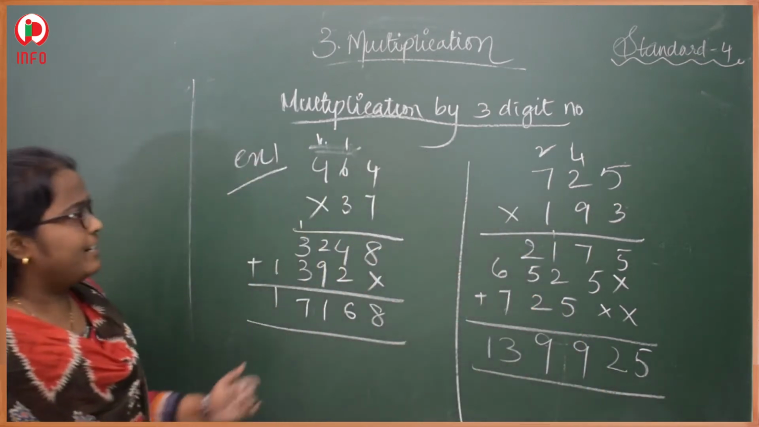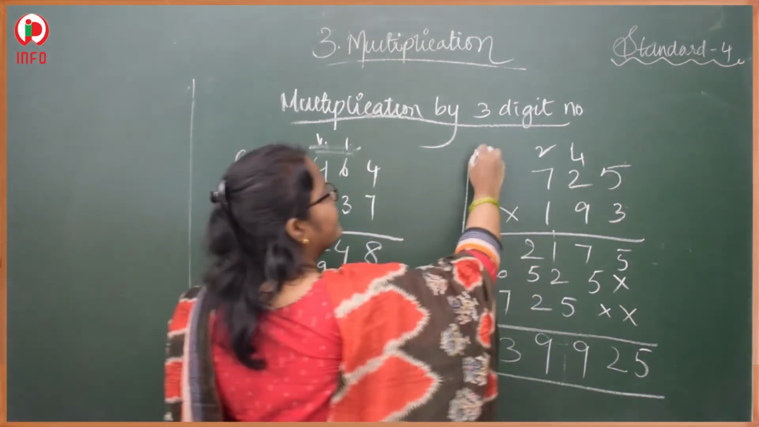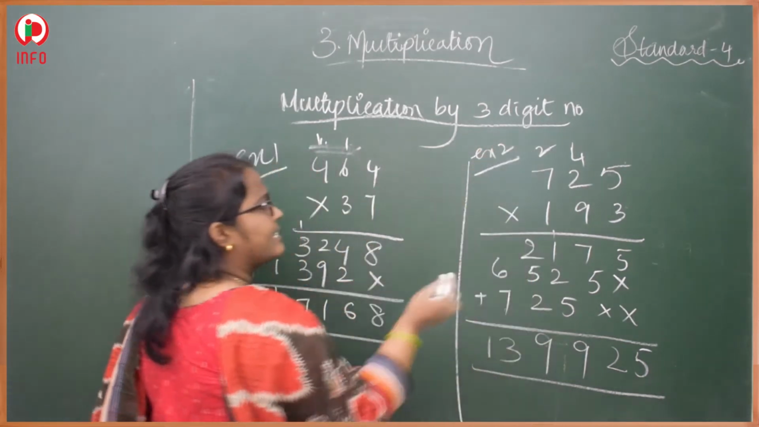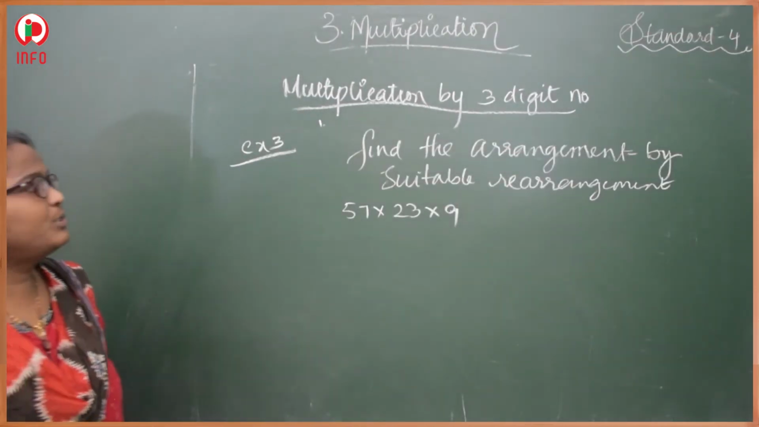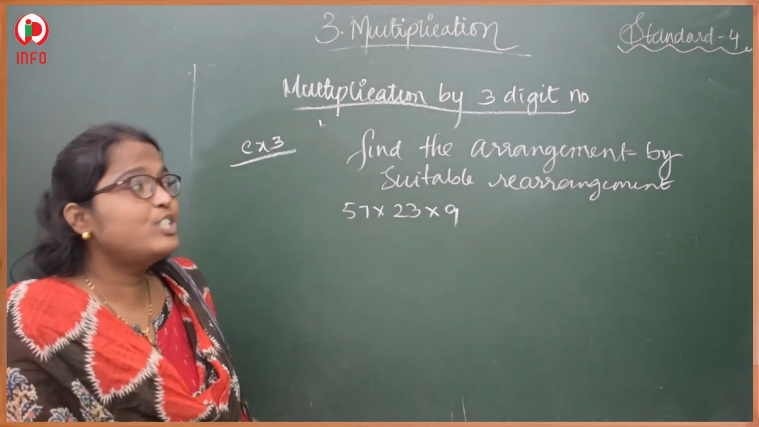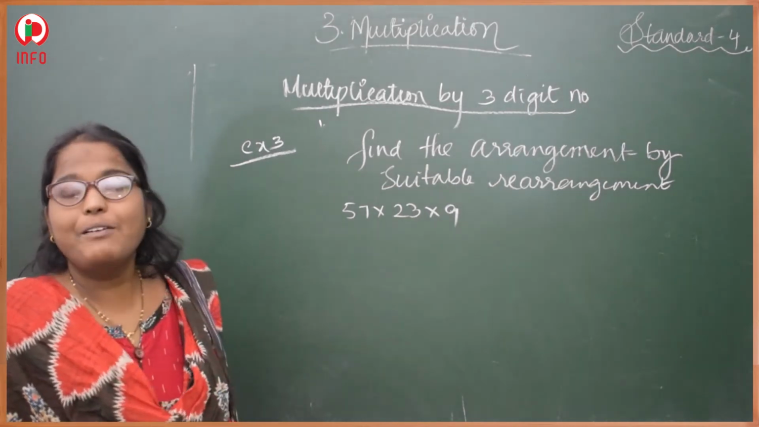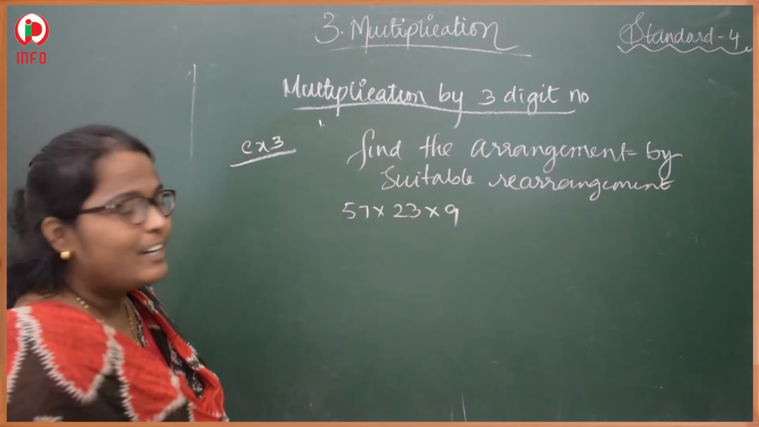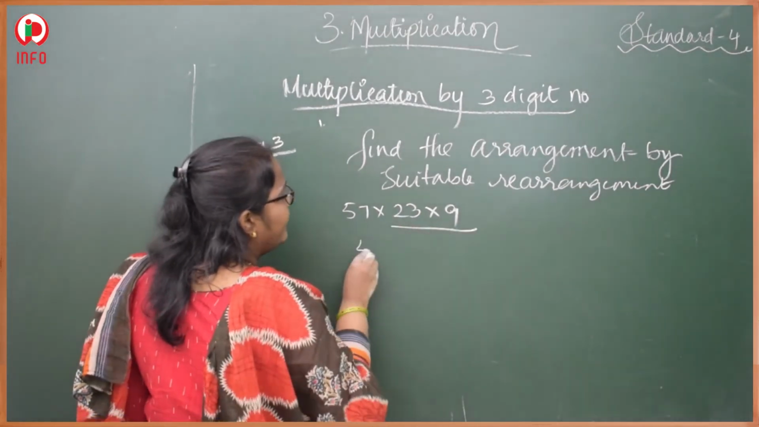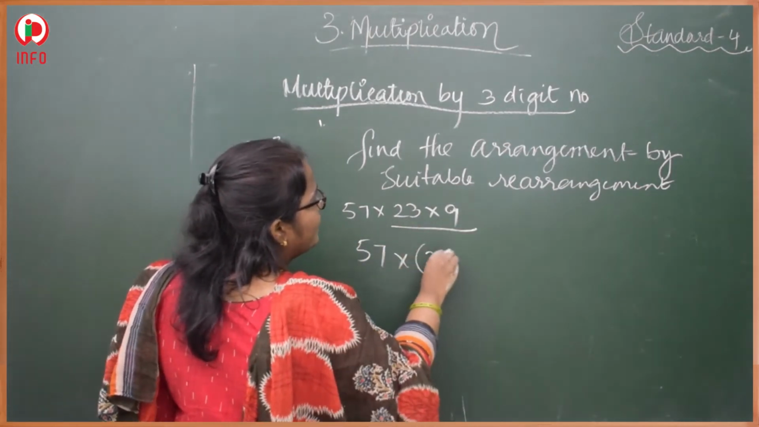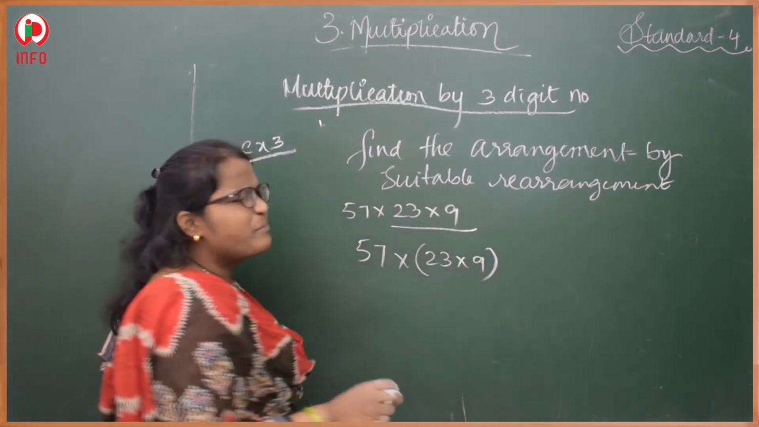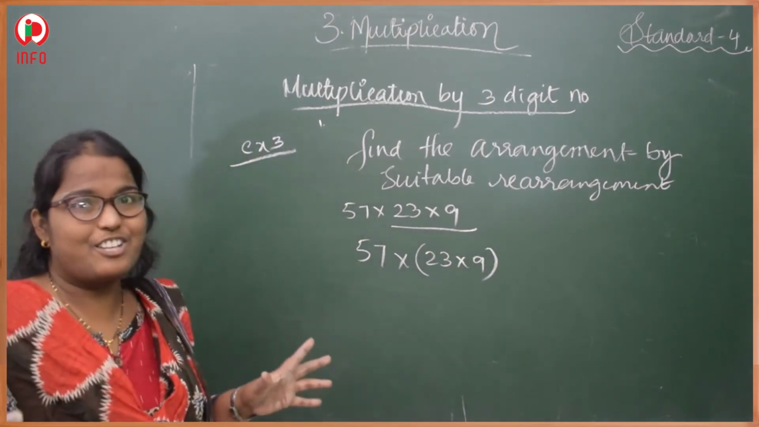Okay, so I hope you have understood these two. This is example 2, guys. I forgot to say, this is example 2 and this is example 1. Here, the next example 3. Find the product by suitable rearrangement. Okay, children, so we need to arrange it. I wanted to arrange 23 into 9 so that it will be easier for me to multiply rather than taking it to larger numbers.